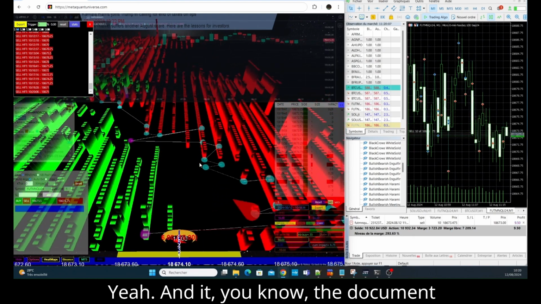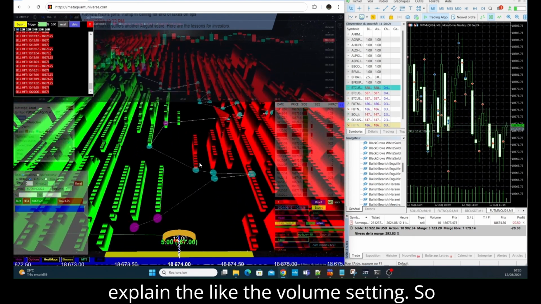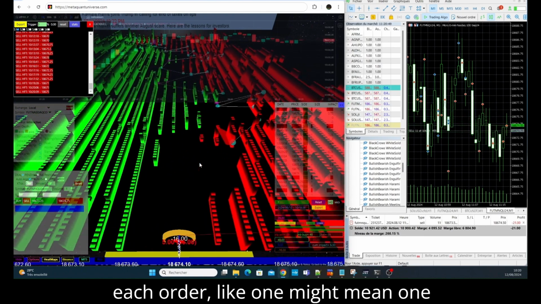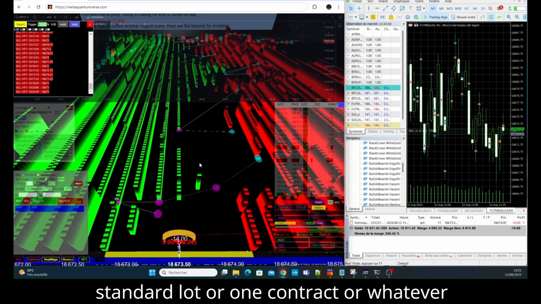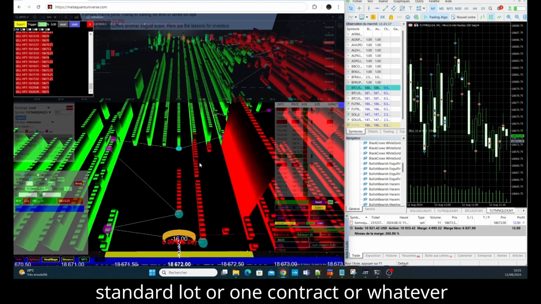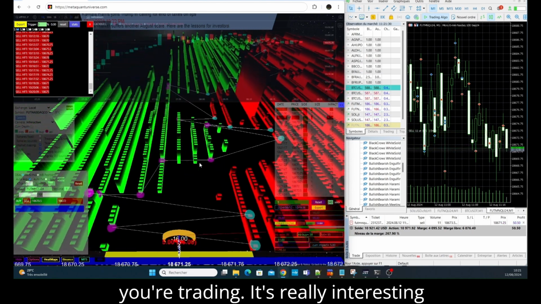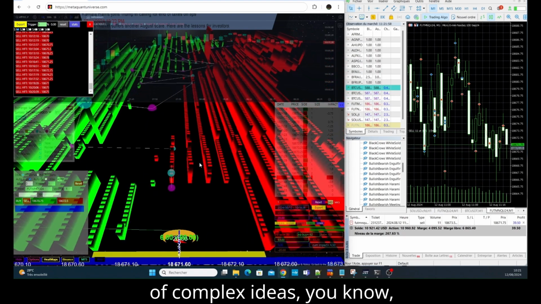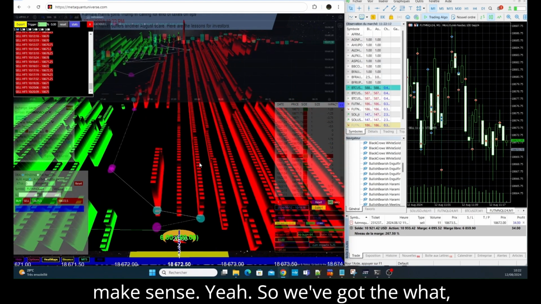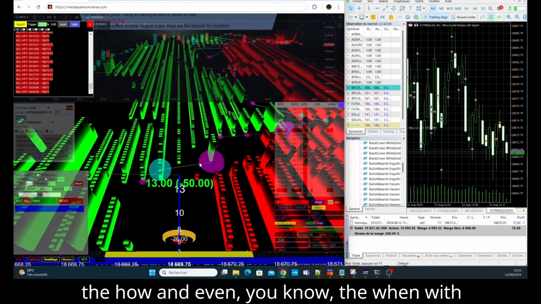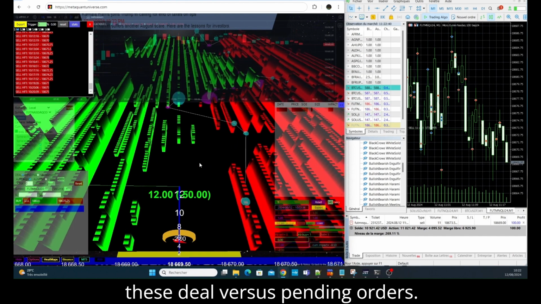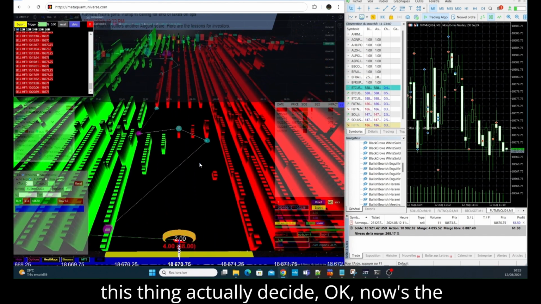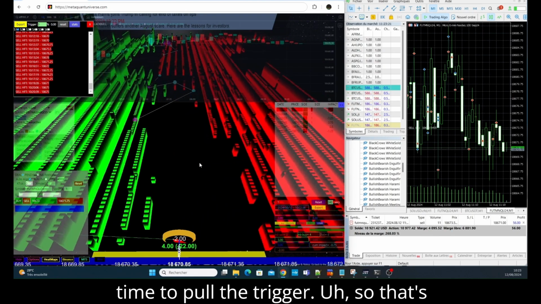Absolutely, yeah. And the document really gets into the weeds. They even explain the volume setting, so how much you're actually trading with each order. One might mean one standard lot or one contract or whatever you're trading. It's really interesting how they manage to make these kind of complex ideas make sense. Yeah. So we've got the what, the how, and even the when with these deal versus pending orders. But what about the why? How does this thing actually decide, okay, now's the time to pull the trigger?